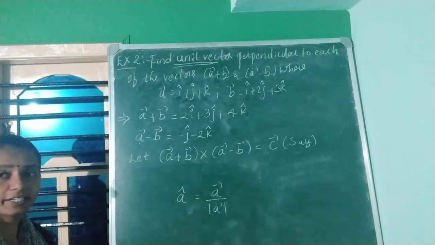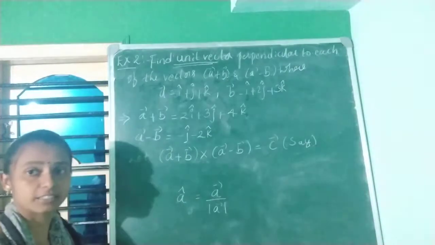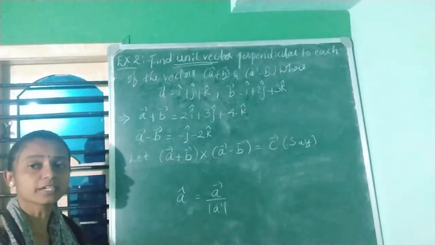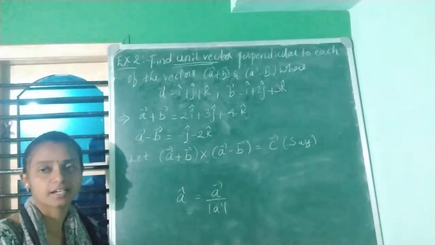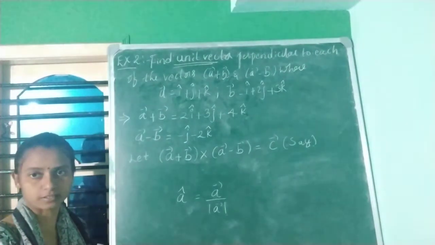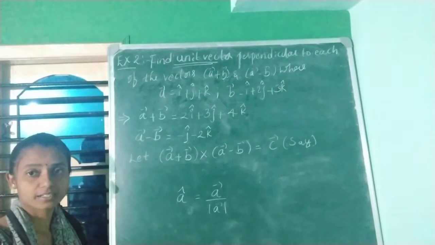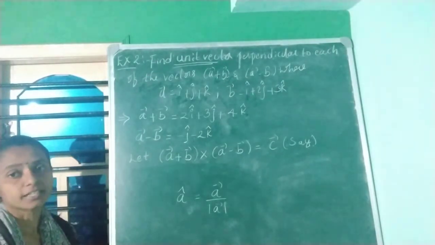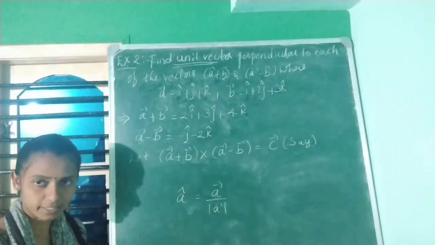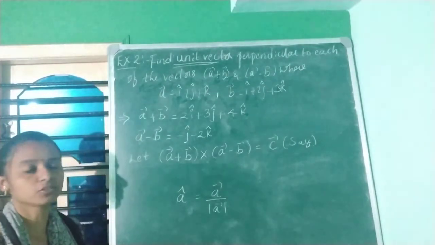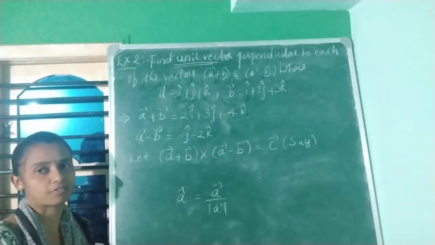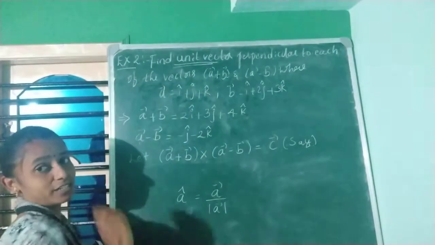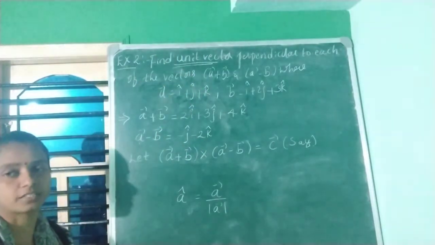So instead of finding only one vector, here two vectors are given. Again, you need to take the sum of those two vectors and the difference of those two vectors. So first you have to find the sum of a and b, and the difference of a and b. Then you should go with the cross product. Then you have to take the magnitude. Then you can apply this definition. So this is the unit vector they mentioned.